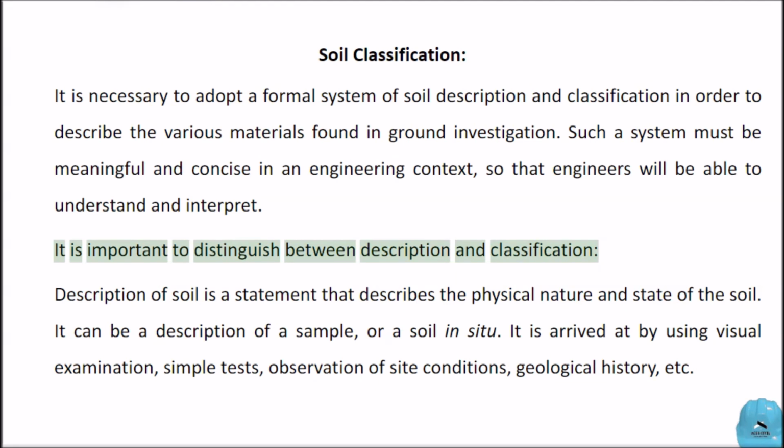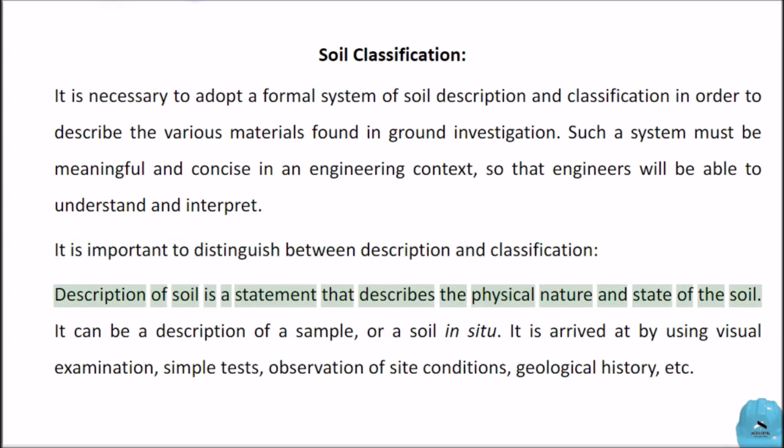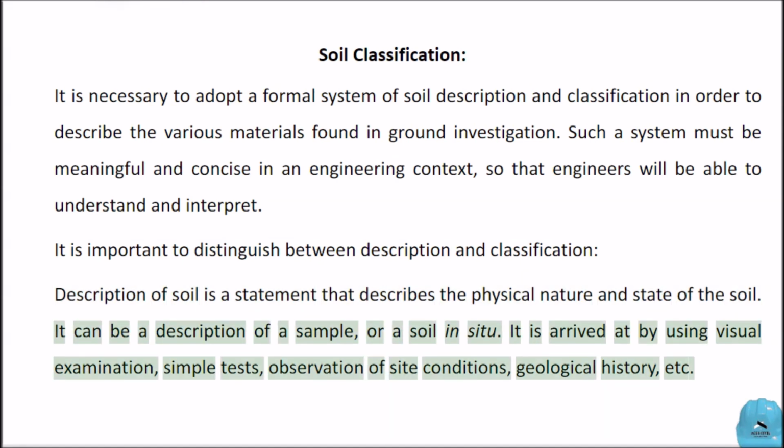It is important to distinguish between description and classification. Description of soil is a statement that describes the physical nature and state of the soil. It can be a description of a sample, or a soil in situ. It is arrived at by using visual examination, simple tests, observation of site conditions, geological history, etc.